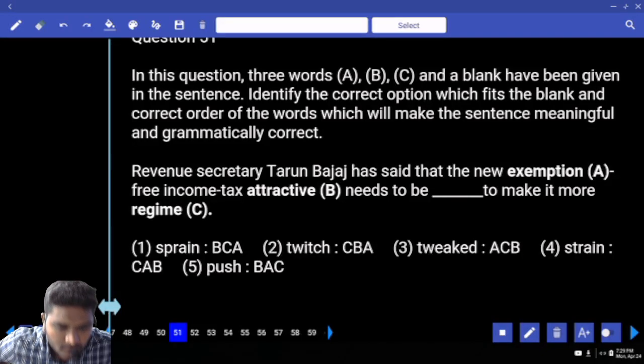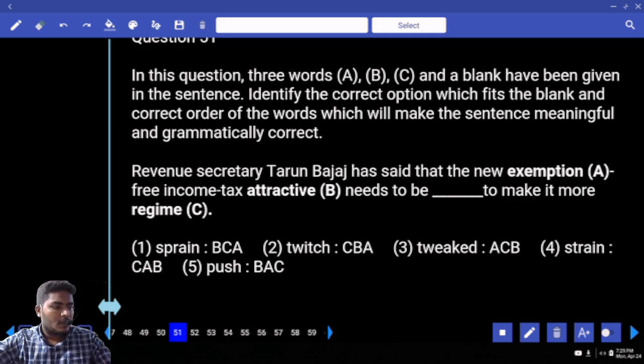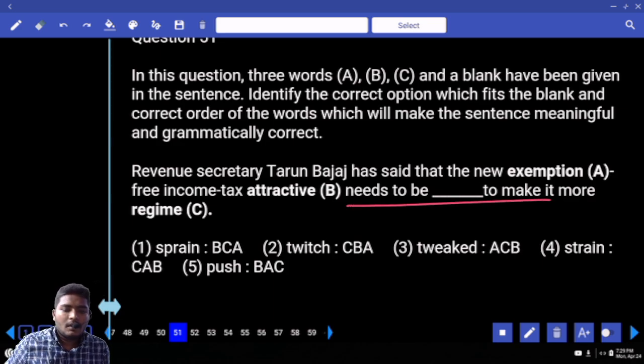First section, question number 51, combination of both word swap and filler. Can we get any direct answer with the help of filler, or do we need to check the entire sentence? What is given here?